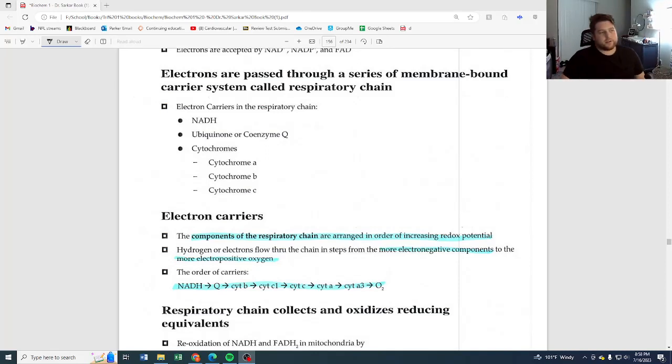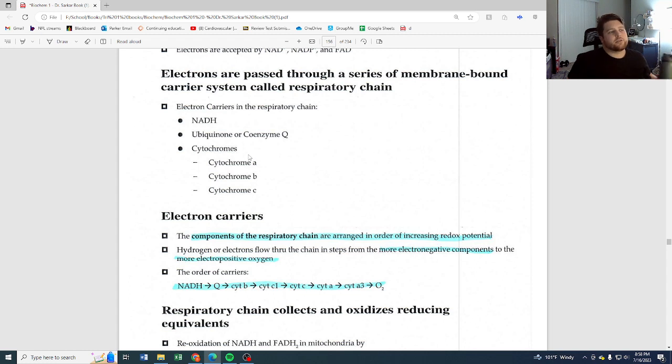Here we are, chapter 11, part 2. So last time we talked about the shuttles themselves, so getting the NADH into the mitochondria to where they need to be able to take part in the electron transport chain. And now we're going to talk about the electron transport chain itself.